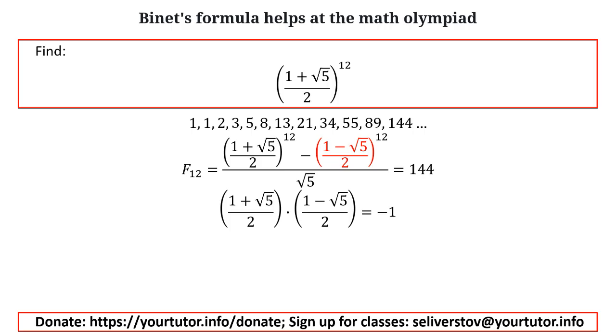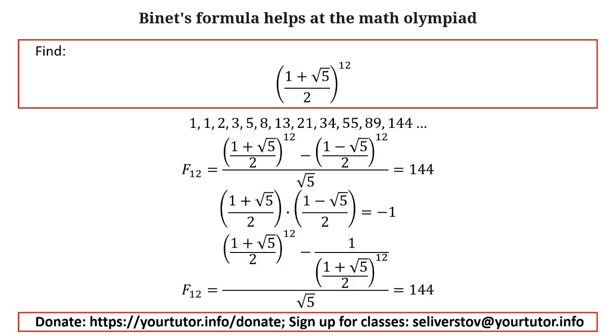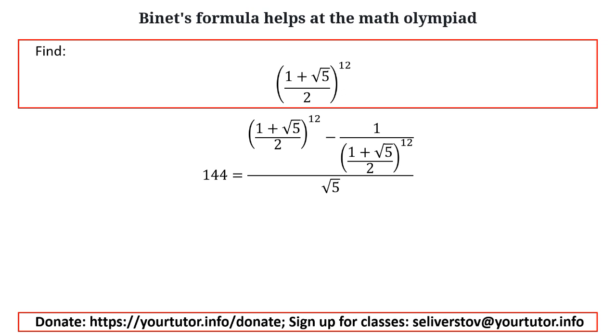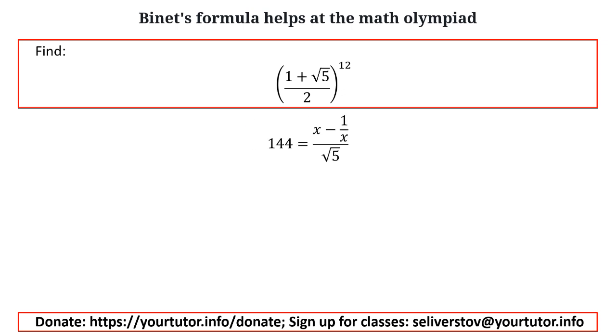Since the power is even, the minus sign disappears, and we get the following expression. Let's rewrite it and denote the desired expression as x. Then we get the following simple equation. Multiply both sides by square root of 5 and by x squared, which is not equal to 0. As a result, we get the following quadratic equation. All that we have to do now is to solve it.